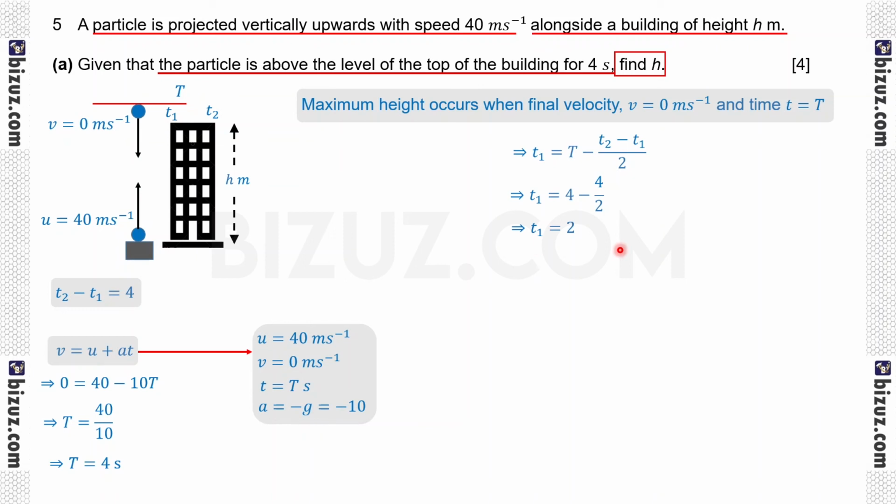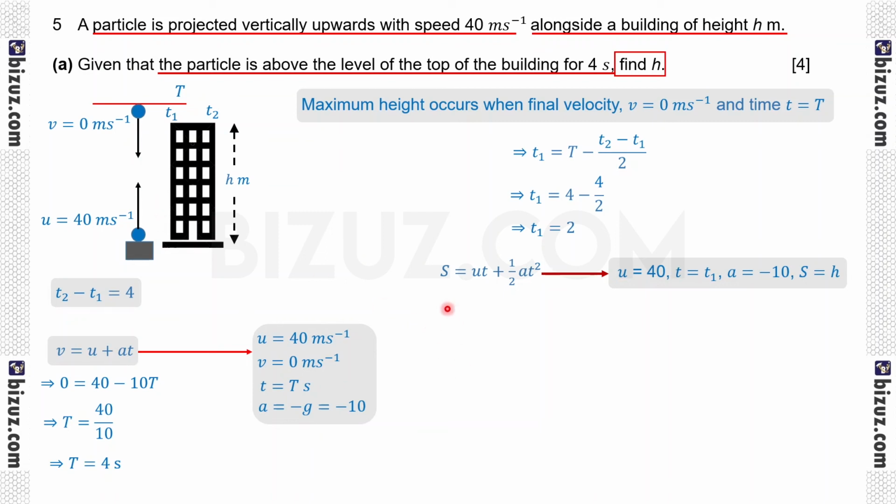We could find the height by using the formula s equals ut plus half at square, where s is actually the height h, a is the negative acceleration due to gravity, which is minus 10, t is t1, and u equals 40 meters per second as it's given here.